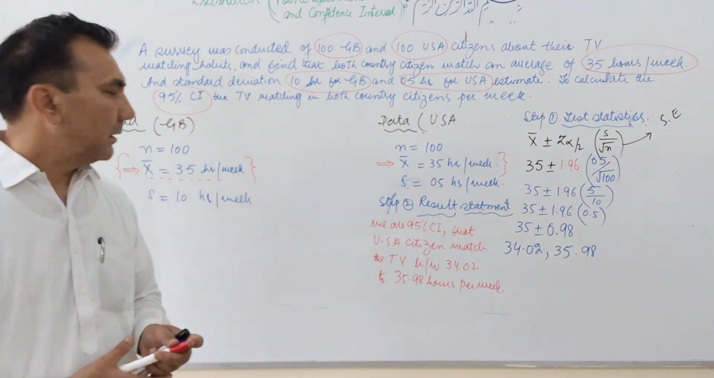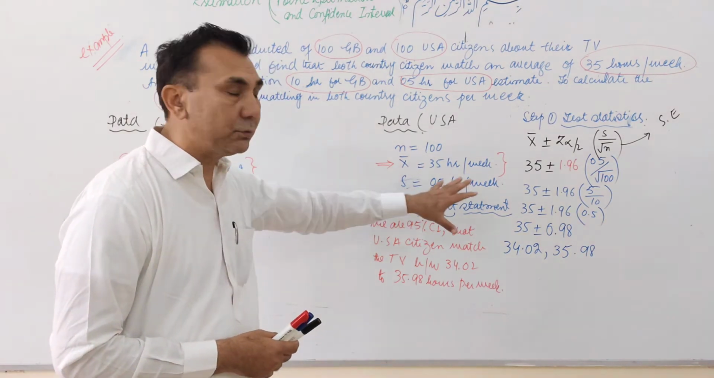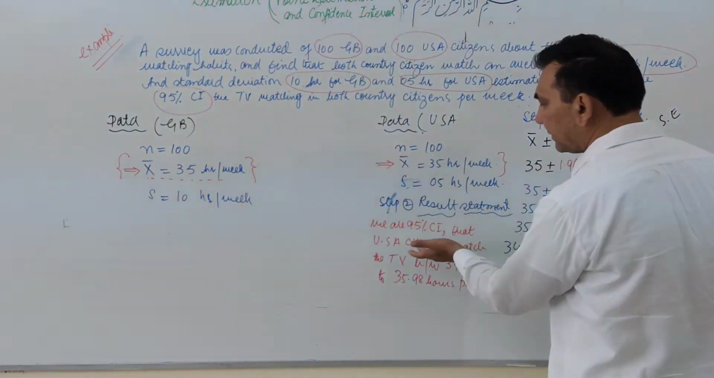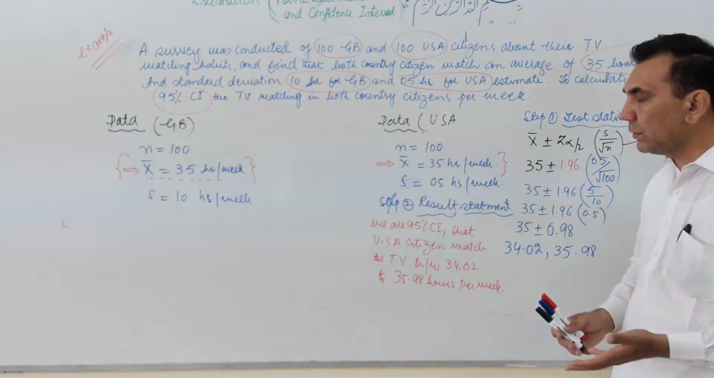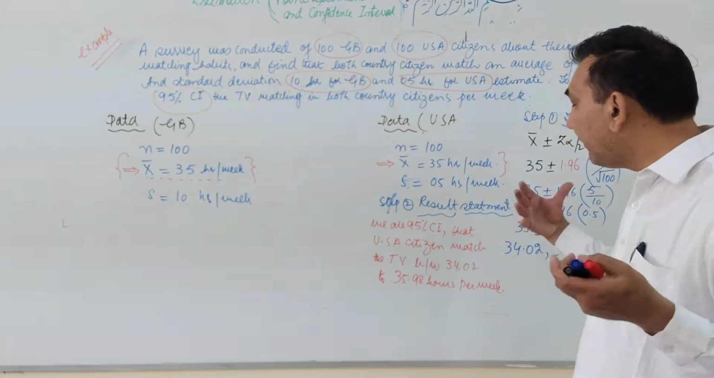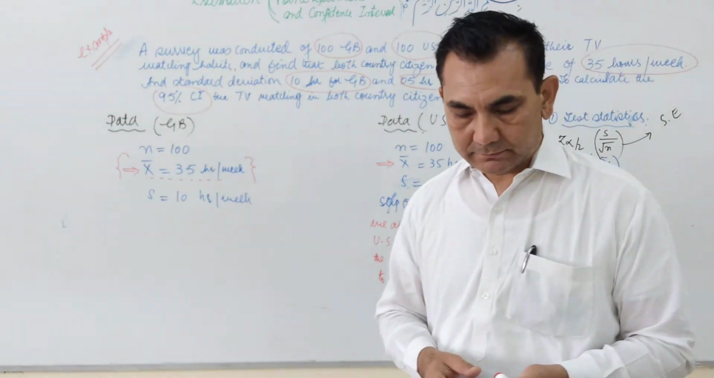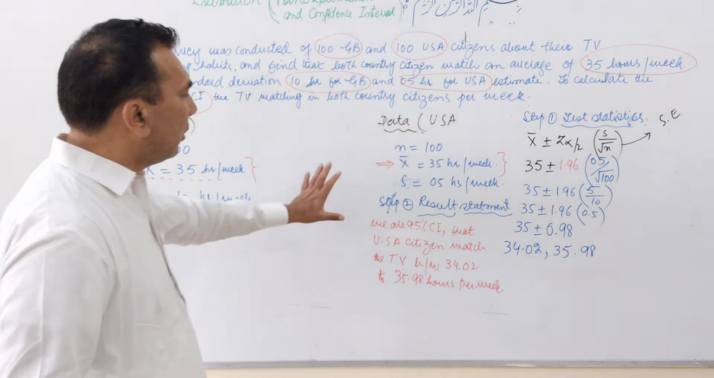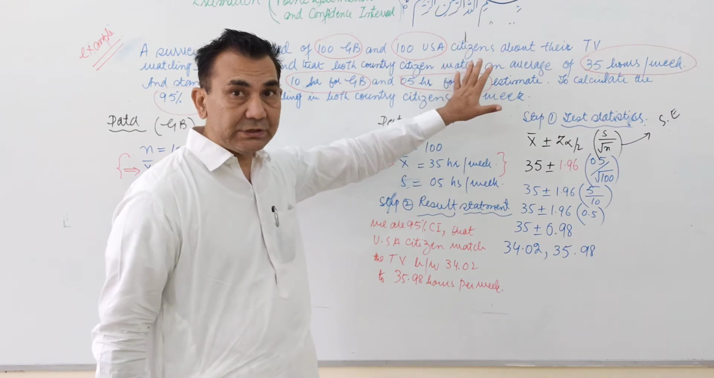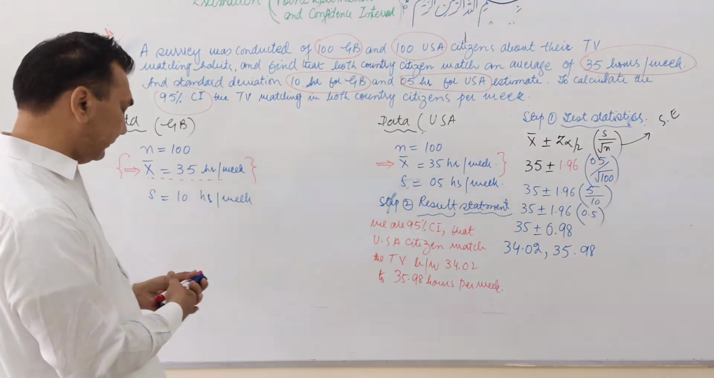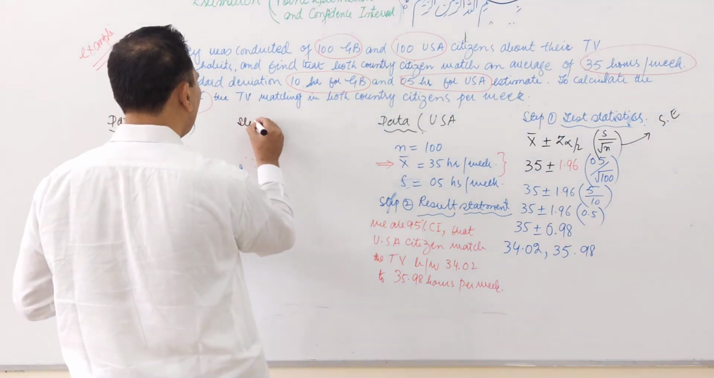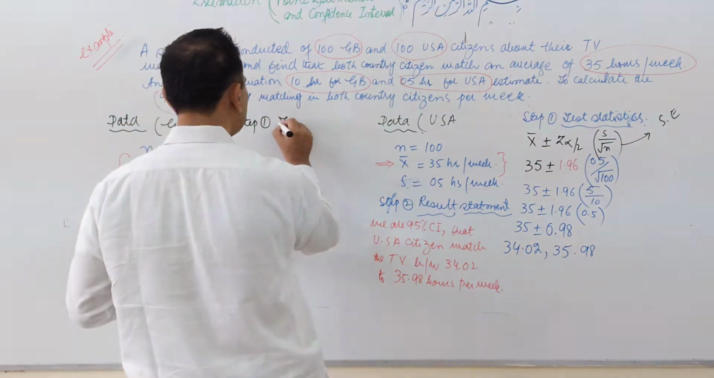In the result statement, which is step number 2, we say that at the 95% confidence interval, USA citizens watch TV between 34.02 to 35.98 hours per week. Okay, now we have solved one portion for the USA citizens. Now we will solve for the Great Britain people. Now the formula, step number 1, test statistics.